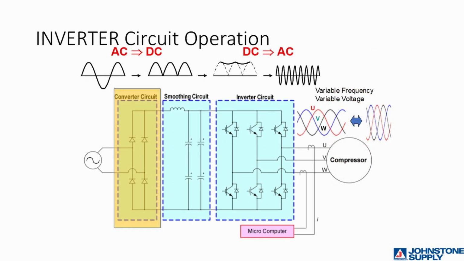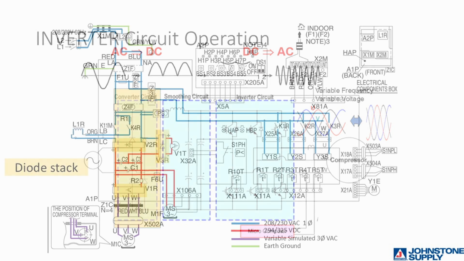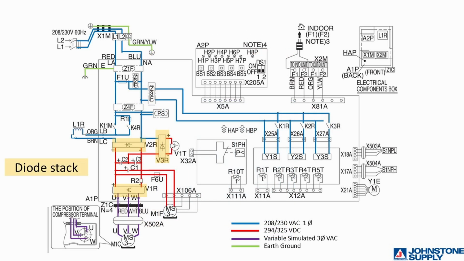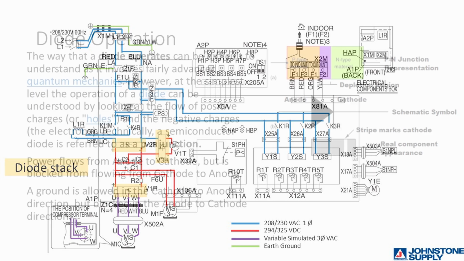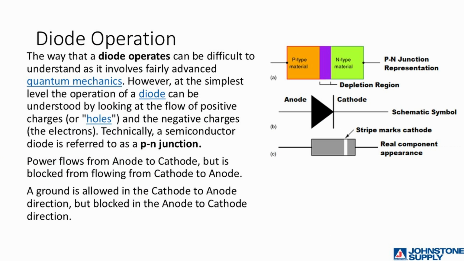Once the incoming power has been cleaned up by the noise filter, the power arrives at the converter circuit, or diode stack. The converter circuit uses a group of diodes to change the state of the incoming power from AC to DC. A diode is an electronic device that allows electricity to flow in one direction and blocks the flow in the other. So without a degree in advanced quantum mechanics, for lack of a better term, we'll say it works as an electrical check valve. This is how we change AC power to DC power.